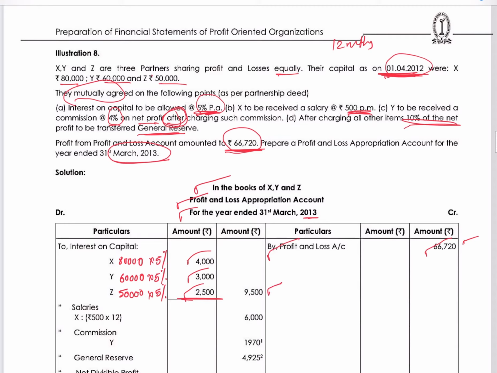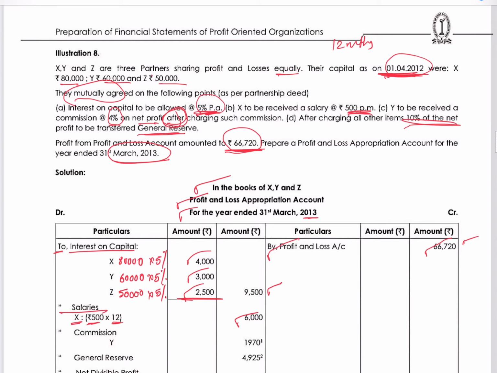Second, X is to receive a salary of 500 per month. So 500 into 12, 6,000. Now whatever the nature we are giving, that will be the name, like interest on capital, salary to X.